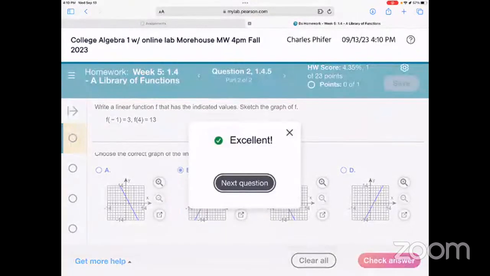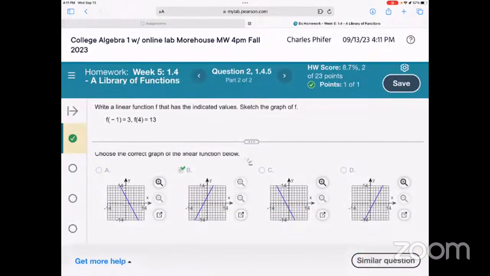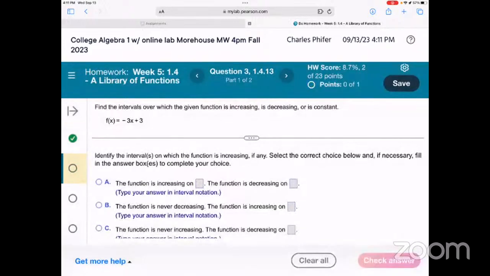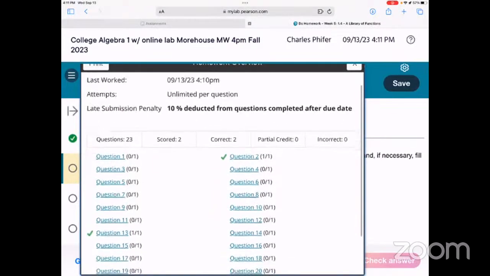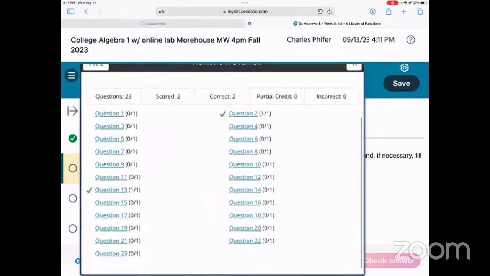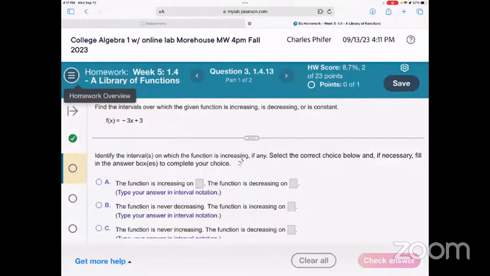Hey, Google, give me a random number between 1 and 23. Hey, Siri, give me a random number between 1 and 23. A random number between 1 and 23 is 4. Okay, let's look at 4. 23. All right. Sorry, you're too slow.